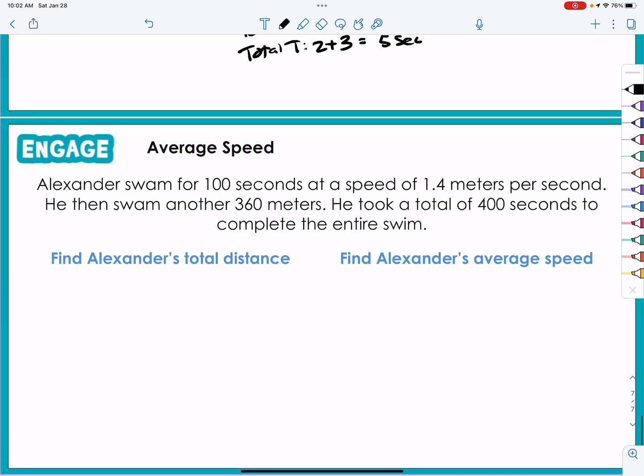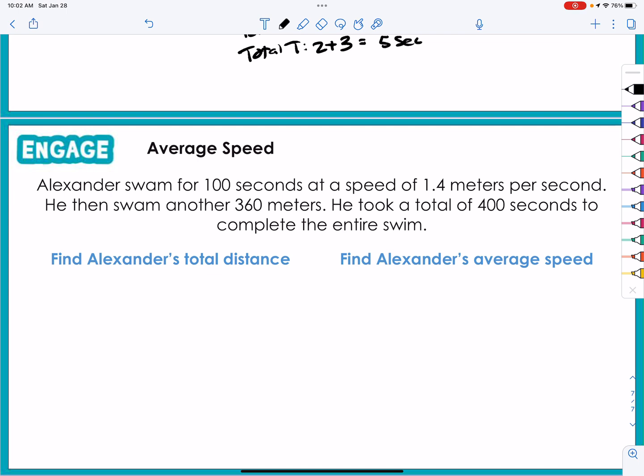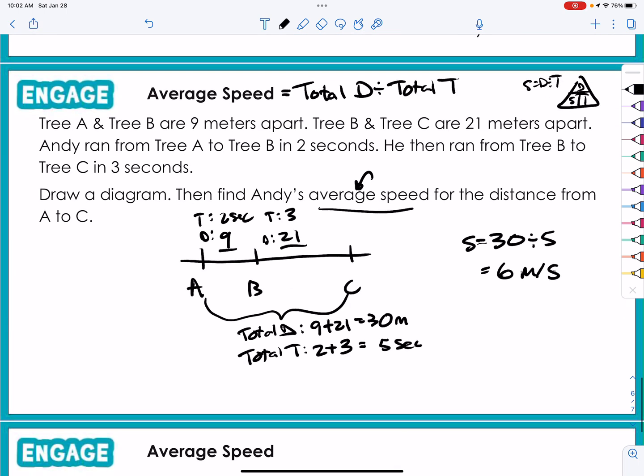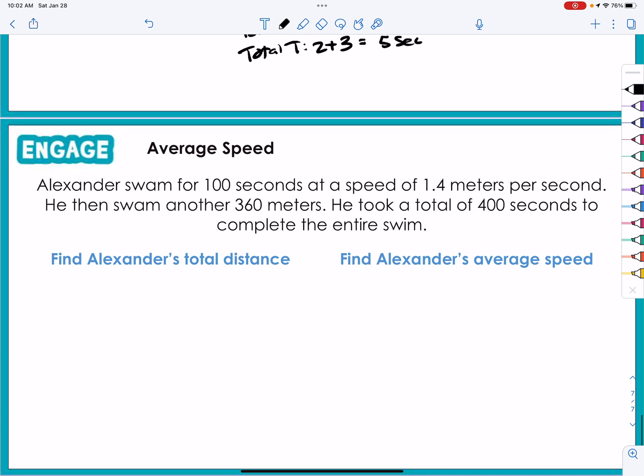So similarly, let's look at this one. You know what, I feel pretty good about that actually. We could look at this problem for Alexander. You know what, how about this? Take a moment, find his total distance, find his average speed. So do a quick sketch and see what you can come up with. So pause the video now, solve it, and then we'll come back and look at it together.